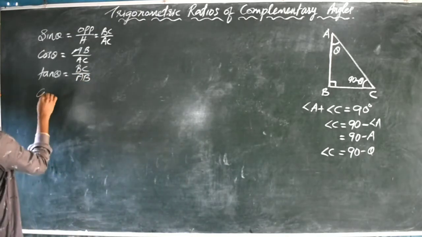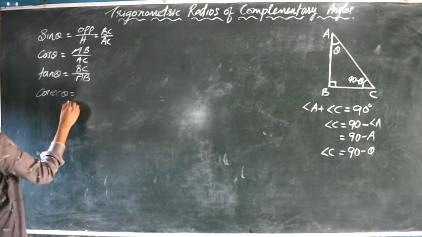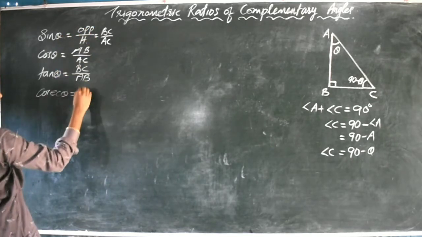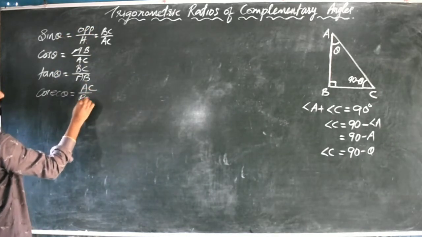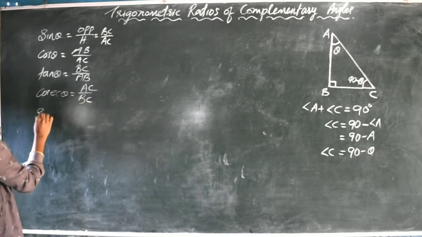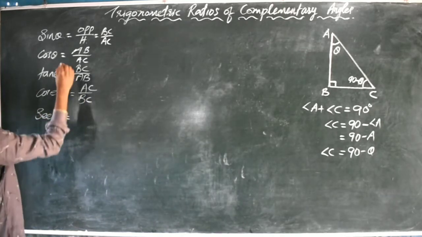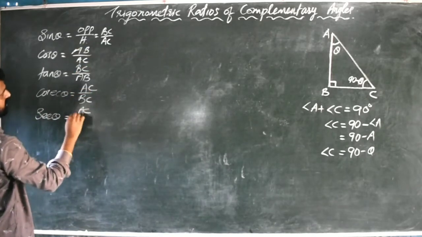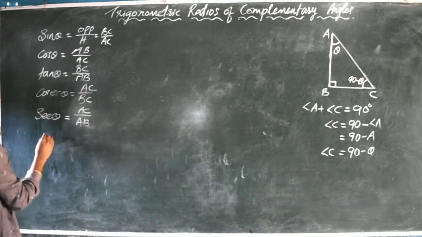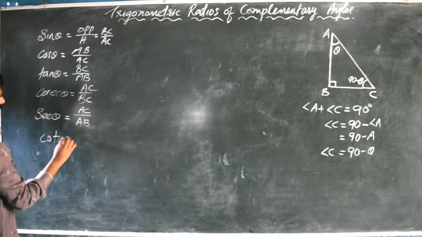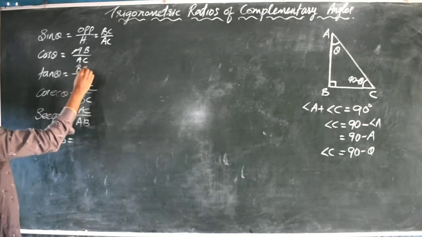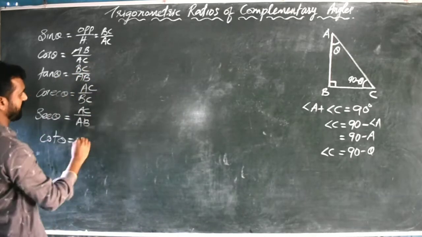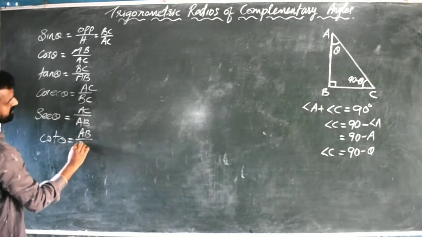The next one, cosec theta, is the reciprocal of sin theta. Hypotenuse by opposite, it will come AC divided by BC. The next one is sec theta, the reciprocal ratio of cos theta. Hypotenuse divided by adjacent side, that is AC divided by AB. Now cot theta is the reciprocal ratio of tan theta. Adjacent side divided by opposite side, that is AB divided by BC.